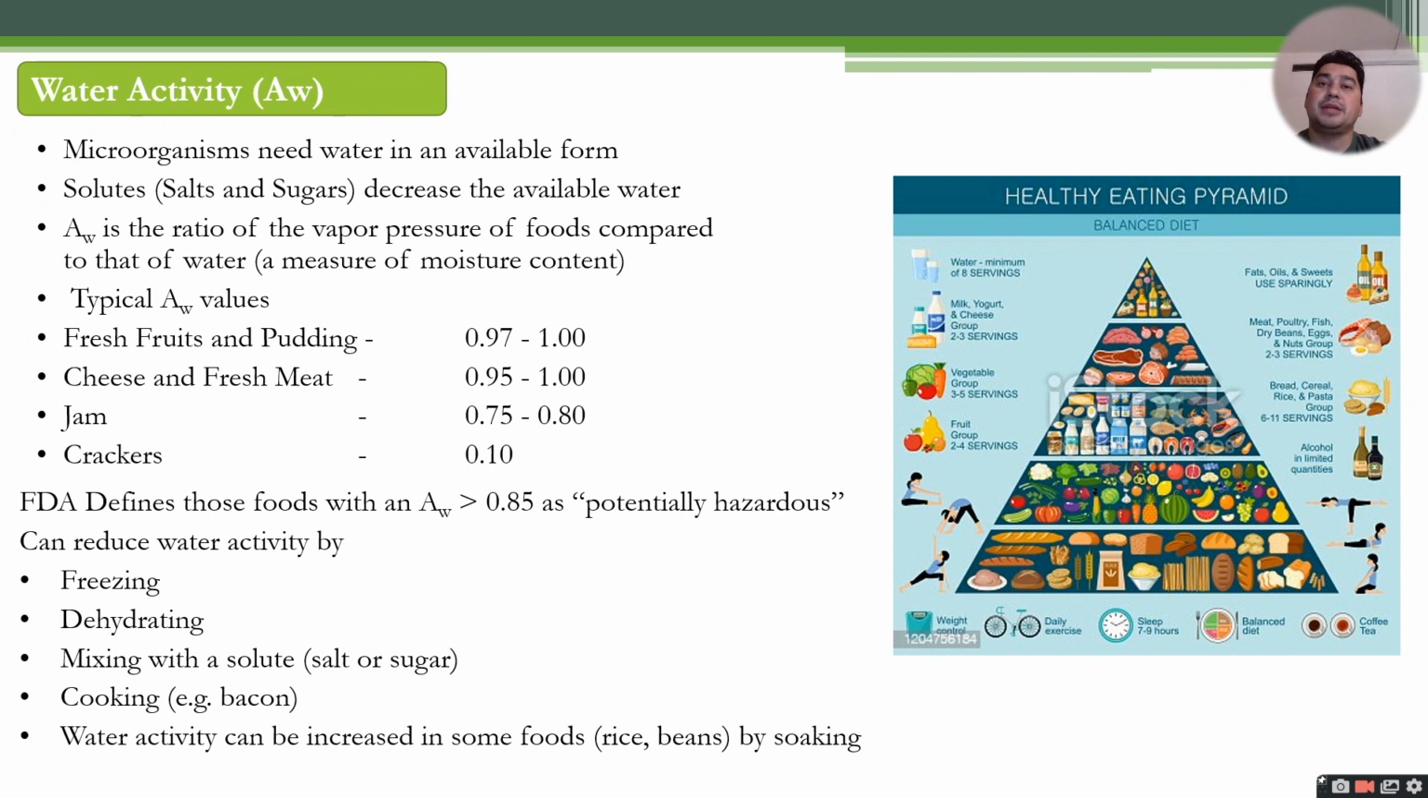The FDA defines foods with water activity of more than 0.85 as potentially hazardous. Water activity can be reduced by freezing, dehydration, or mixing with a solute like salt and sugar. You can also cook, like bacon. Water activity can be increased in some foods, like rice and beans, by soaking. Whenever you soak them in water, the water content in those foods increases.